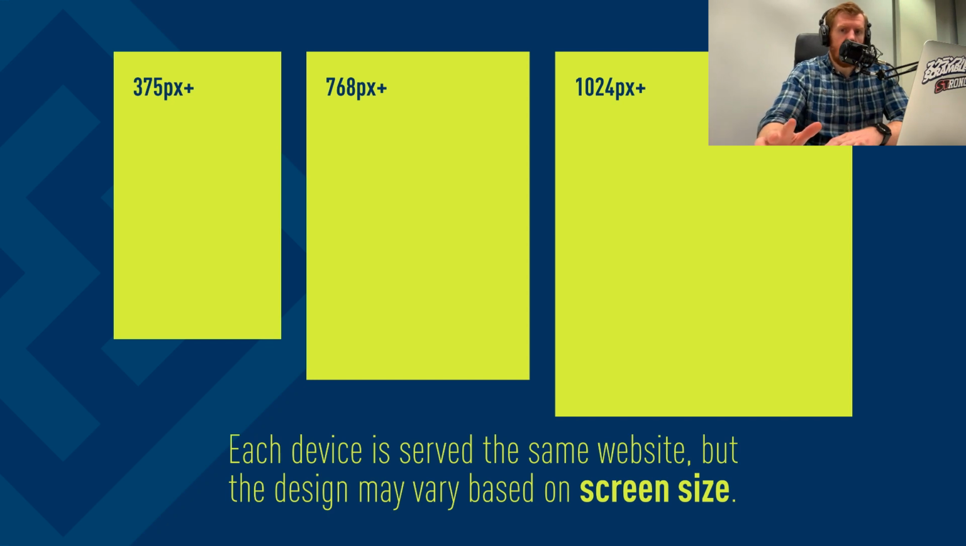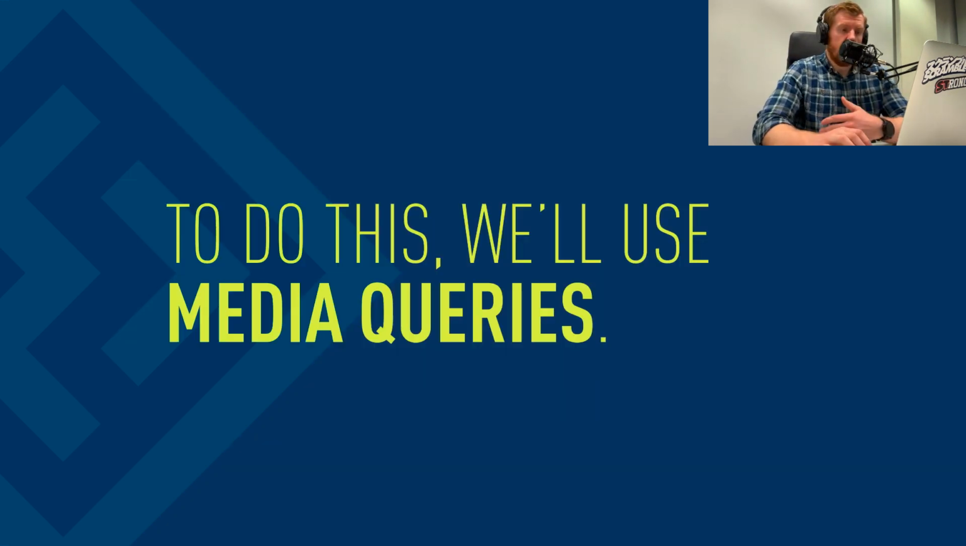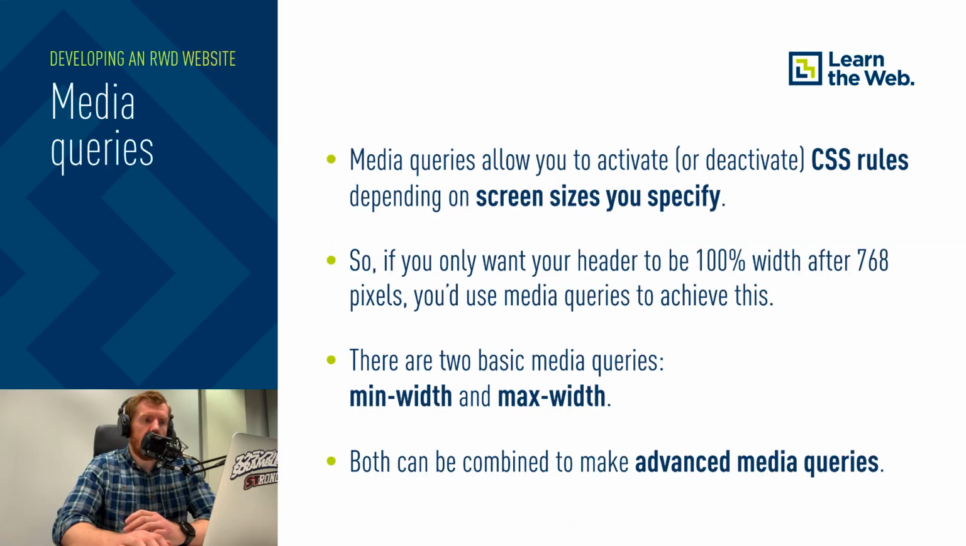They don't usually end up like that. They usually end up adding a lot more sizes to it, but it's a good place to start. So to do this, and to do all this fancy stuff, we're going to use media queries. This is kind of what media queries are. So media queries are just CSS rules that allow you to apply different stuff at different screen sizes that you specify. So for example, if you wanted your header to be 100% width after 768 pixels, you could use a media query to achieve it.